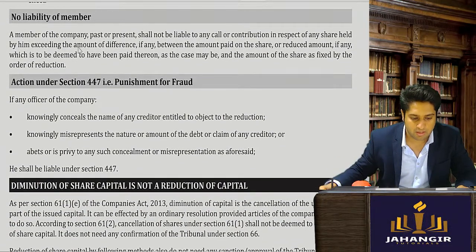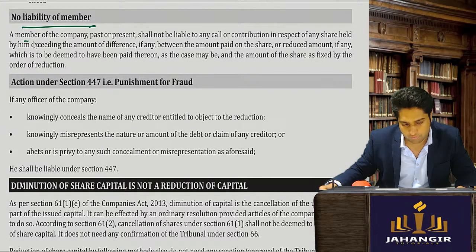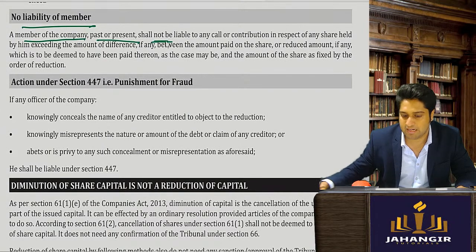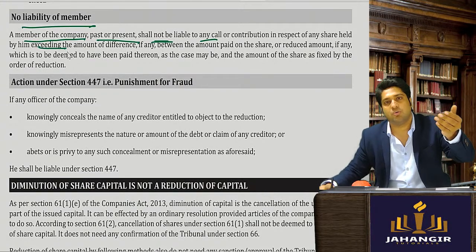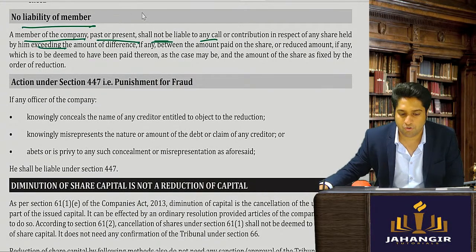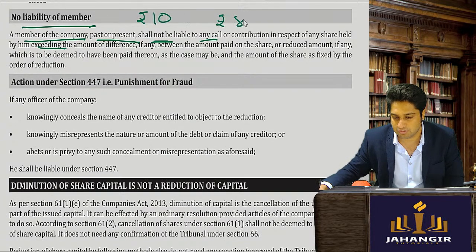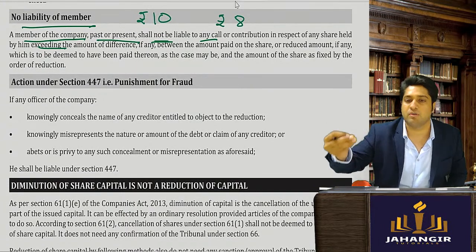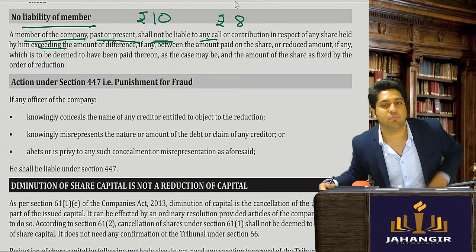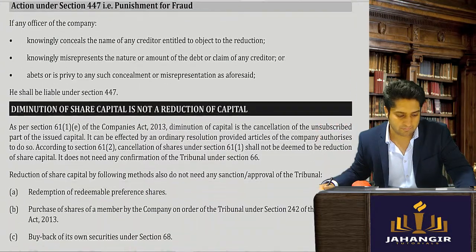Liability of the member. A member of the company, past or present, shall not be liable for any call to the amount which has been so reduced. For example, if the amount was 10 rupees initially and the company has reduced it to 8, the liability of that shareholder will also reduce. If he had to pay 10, now he just has to pay 8.